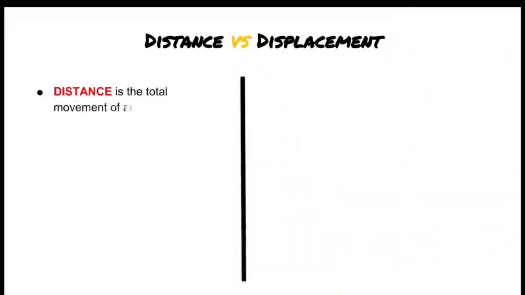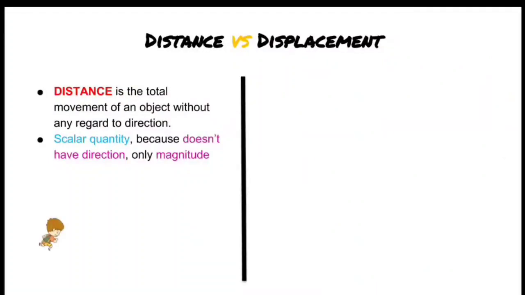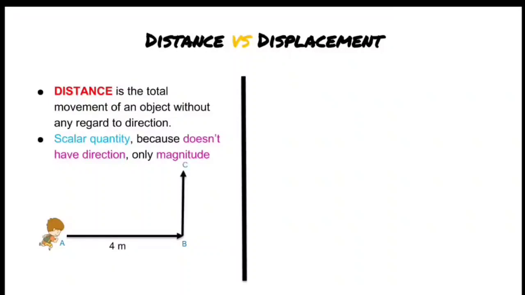Distance is the total movement of an object without any regard to direction. This is a scalar quantity because it doesn't have direction, only magnitude. For example, there's a boy who wants to move from point A to point B with a distance of 4 meters, and then from point B to point C with the distance of 3 meters, and from point C to point A with the distance of 5 meters.